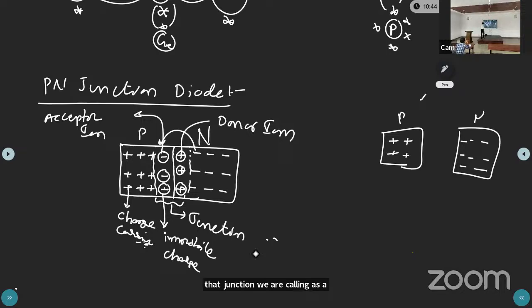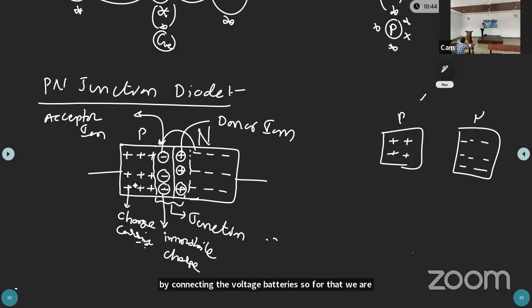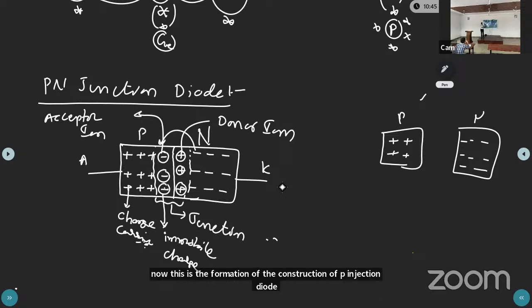How can we apply the electric field to this PN junction? By connecting a voltage battery. For that we use contact terminals: one contact terminal is connected to the p-type semiconductor, and another contact material is connected to the n-type semiconductor. These terminals are called the anode and the cathode. This is the construction of the PN junction diode. Everyone understood?